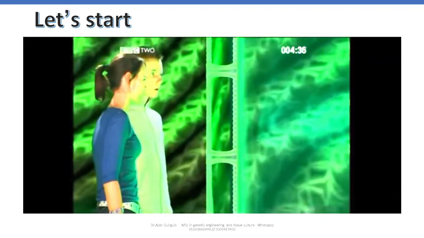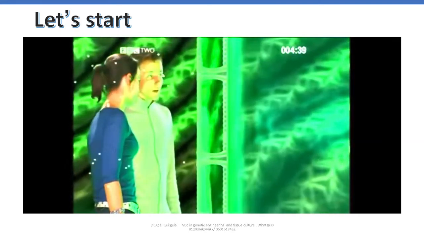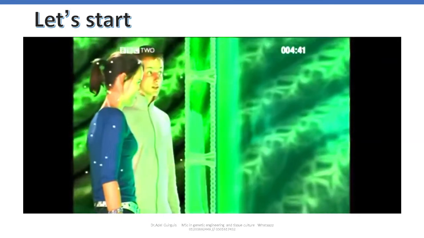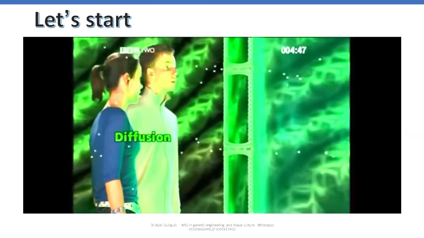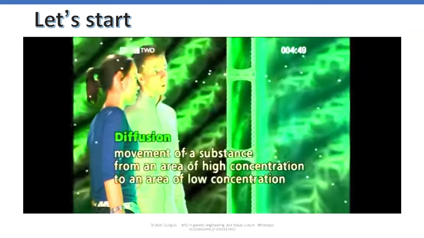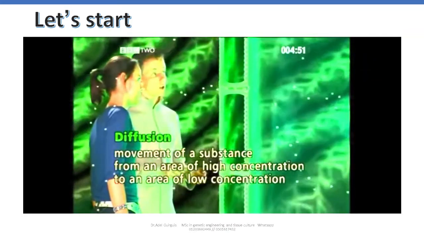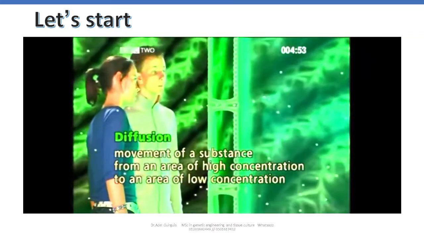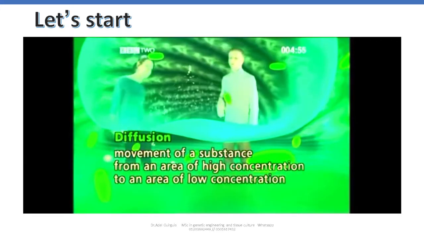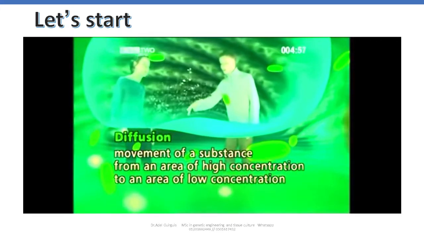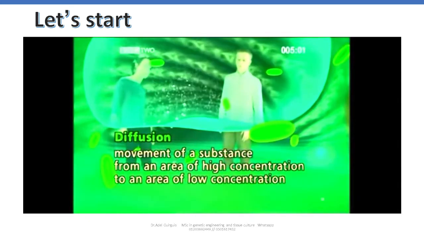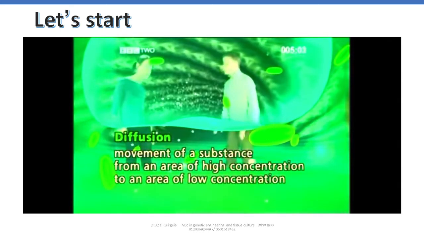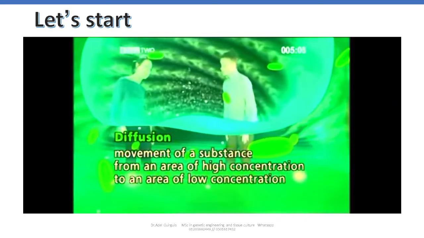It's got little openings. Yes, they're doorways which allow substances to get into and out of the cell by a process called diffusion. What's diffusion? Well, diffusion is the movement of a substance from an area of high concentration to an area of low concentration. Look at those particles there. There are lots of them moving around the outside of the cell, but only a few inside the cell. This means that they are diffusing into the cell.